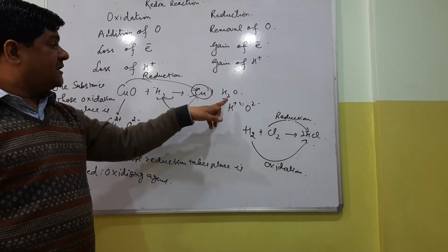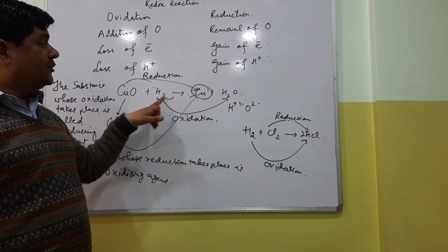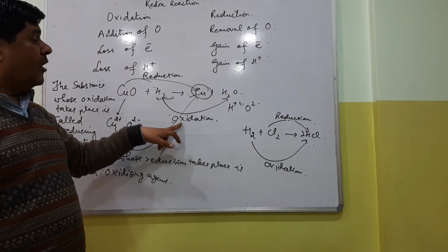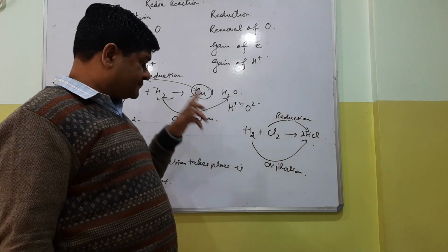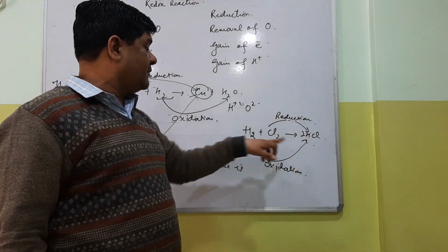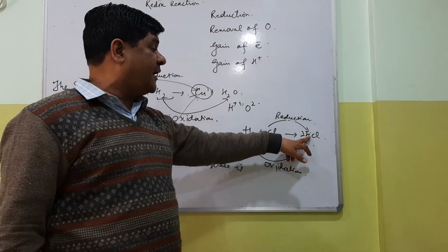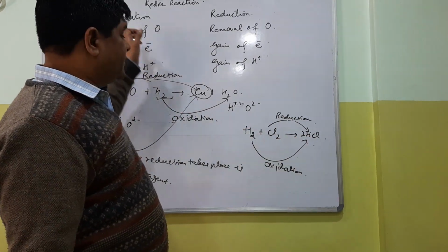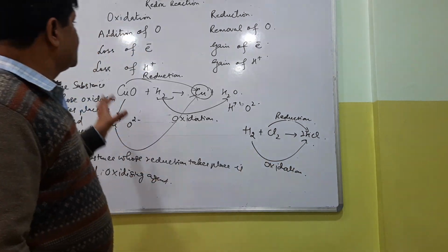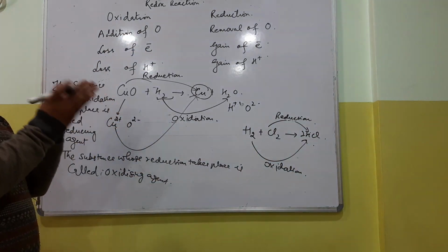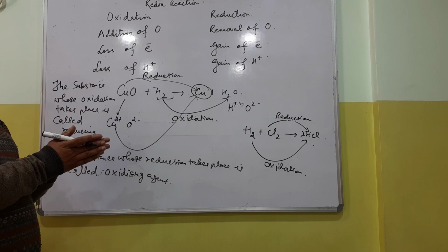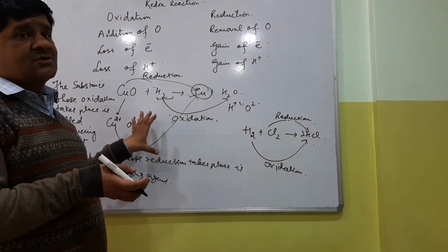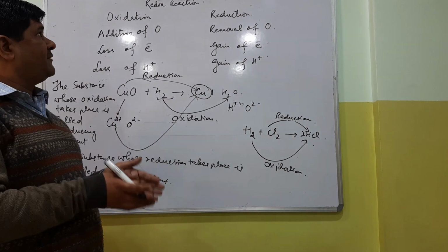For example, oxygen gets added to hydrogen, so it gets oxidized to water. Similarly, hydrogen here was neutral, now it lost electrons. So loss of electron is known as oxidation. Here hydrogen H2 is changing to H, so it is losing one proton. So loss of proton is known as oxidation. Oxidation and reduction reactions always take place simultaneously. I am sending you one assignment based on this, so please do solve it.